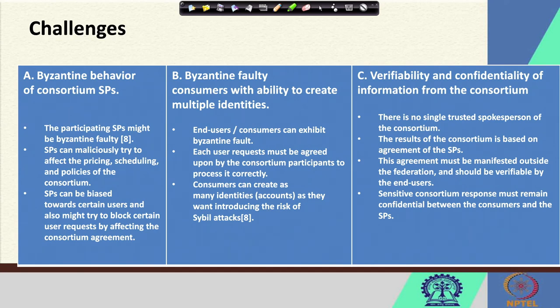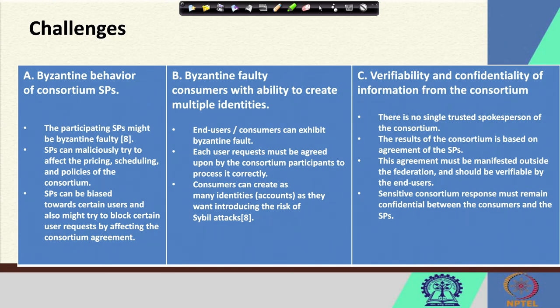Now the challenges that we have in this system. The first challenge is that there can be Byzantine behavior of the consortium service providers. The participant service providers might be Byzantine faulty. The service provider can maliciously try to affect the pricing, scheduling and policies of the consortium, and the service providers can be biased towards certain users and also might try to block certain users' requests by affecting the consortium agreement. Then the consumer can also be Byzantine faulty. They can generate multiple identities to create problems in the system.